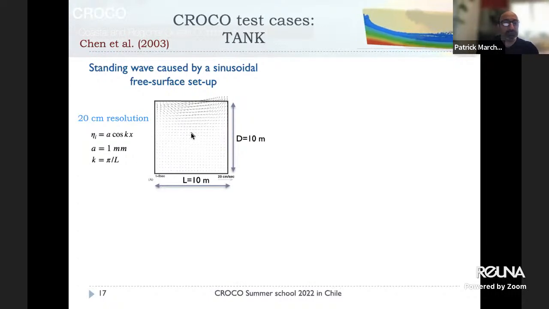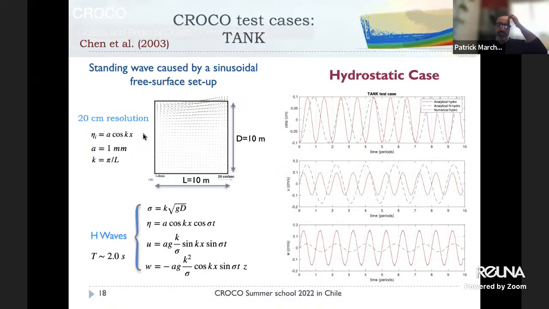And here I show the domain that is being used. It is 10 meters by 10 meters, so it can be considered as deep in terms of waves. And the resolution is 20 centimeters. The first simulation is done in the hydrostatic case. For this case, we have an analytical solution, which is given below.